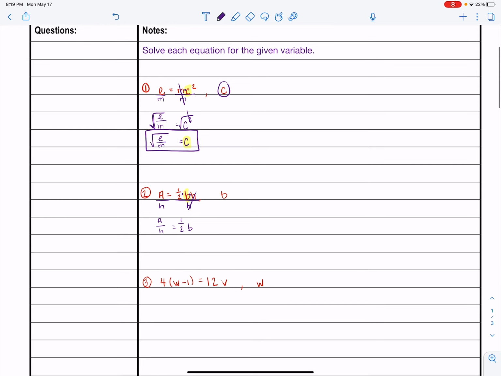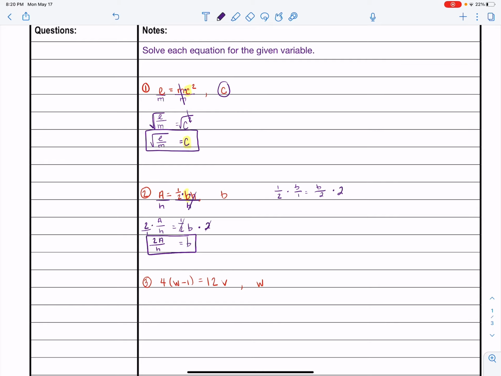Now 1/2 b is really the same as saying 1 over 2 times b over 1, right? So it's really like saying b divided by 2, and the opposite of that is to multiply. So if I multiply this side by 2, it will cancel the 1/2, because 1/2 and 2 whole is just 1 whole. So I have b equals, but I have to multiply this side by 2. Well, that's kind of like 2 over 1. So 2 times a is 2a over h.